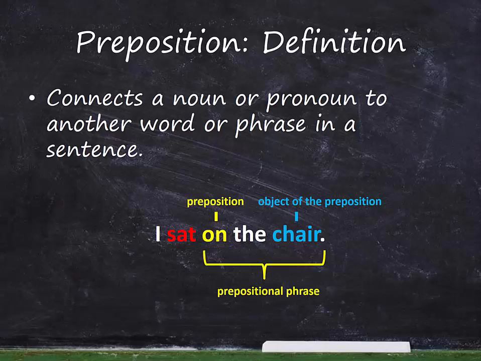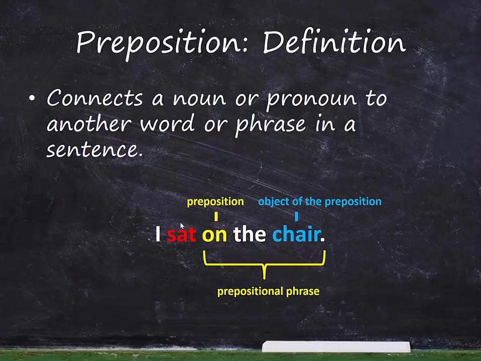Now, let's look at the definition again. A preposition connects a noun or pronoun, that's the chair, to another word or phrase in a sentence. What word is chair connected to in this sentence, not counting the preposition? Sat. The chair is where I sat.